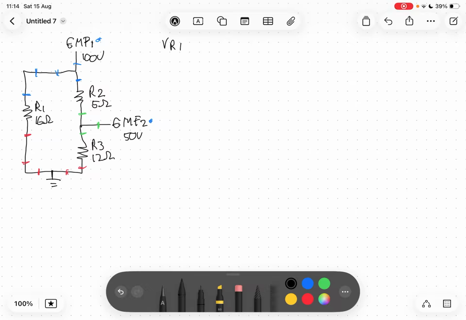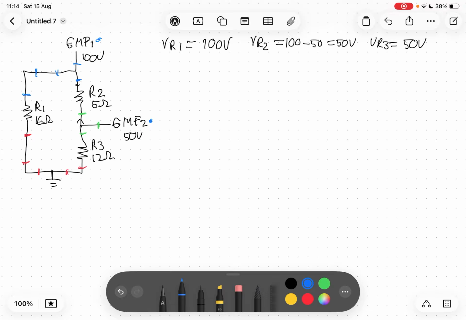So now VR1, because it's in the 100 volt node, is simply 100 volts. VR2, however, is not just 100 volts, because EMF1 is flowing this direction and EMF2 is this direction, so VR2 will be 100 minus 50 volts, which is 50 volts. And VR3 is simply, because it's in the 50 volt node and it goes to ground, 50 volts.